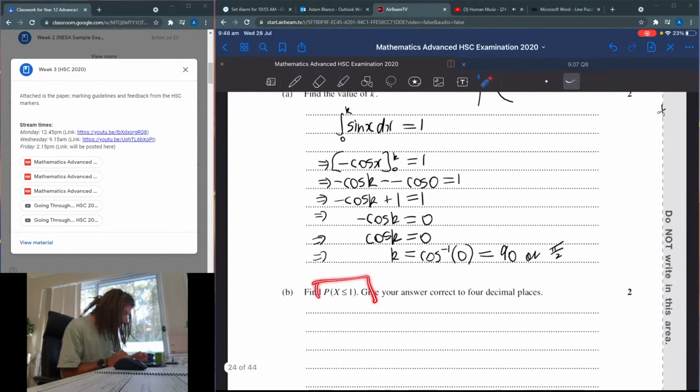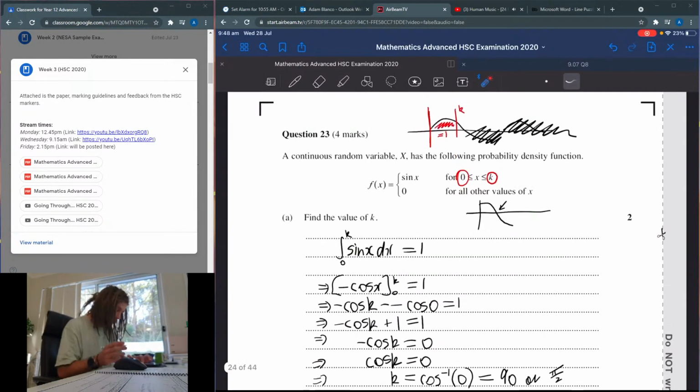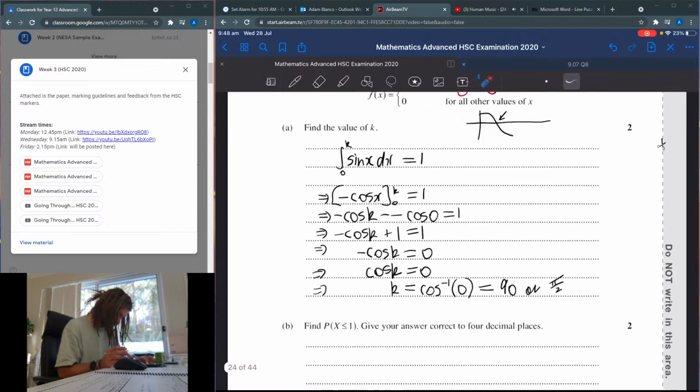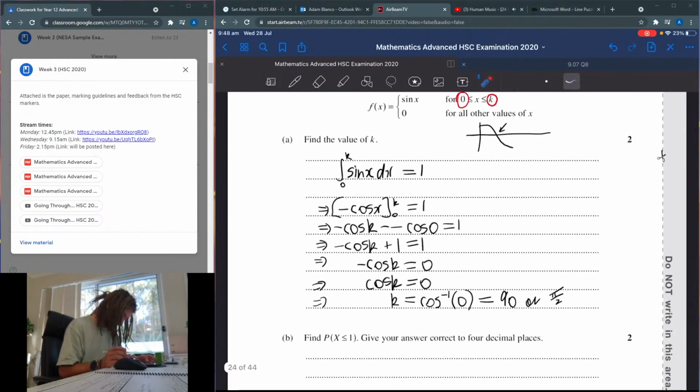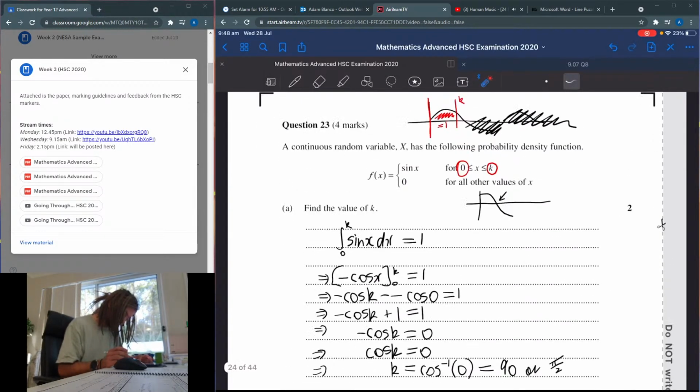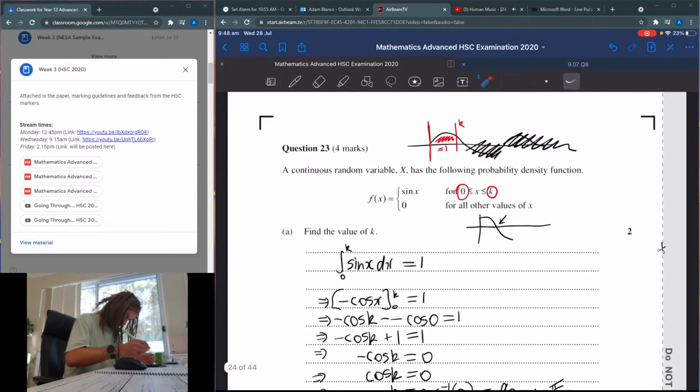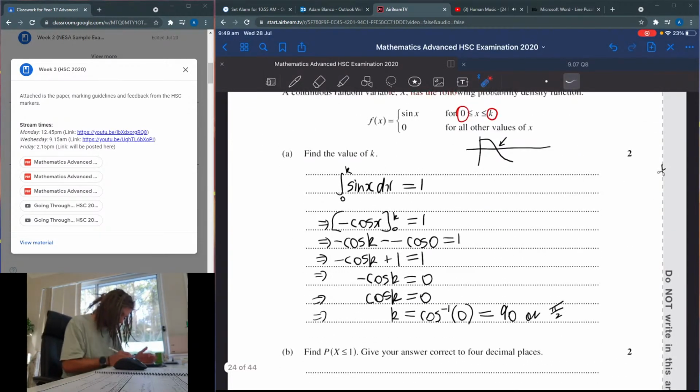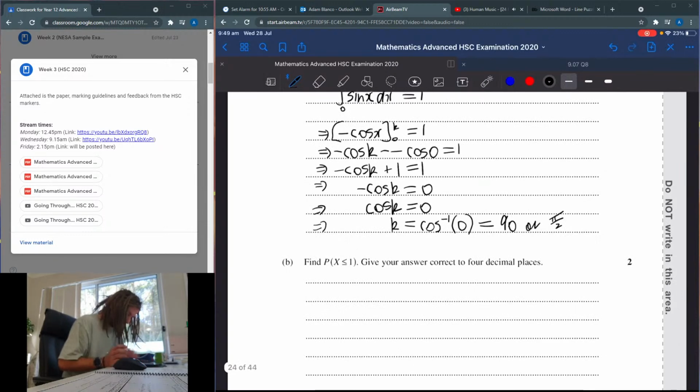Okay, find P of X less than 1. That's basically just saying evaluate it between 0 and 1. That's basically what that's saying. So that's easy. That is basically easier than the last question.